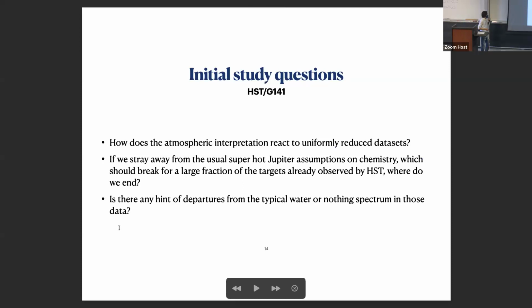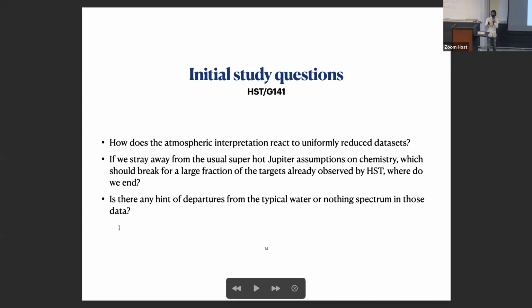And the initial question when we started the study with the HST and G141 on all those forward models is, we have a unique data set that has been reduced in a very unique way. It hasn't been fine-tuned for every single target in there. And we know how important it is, especially for those data.